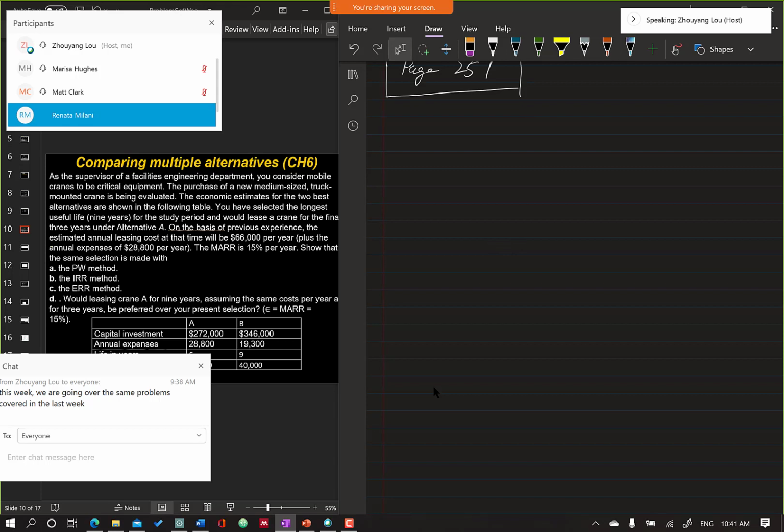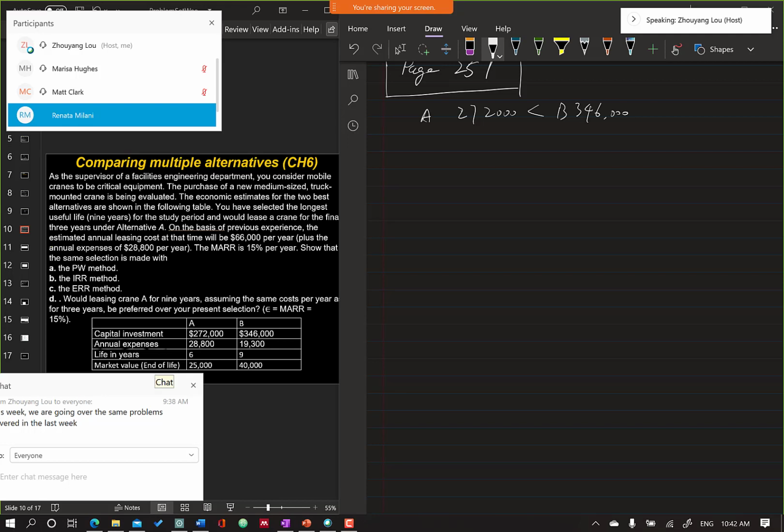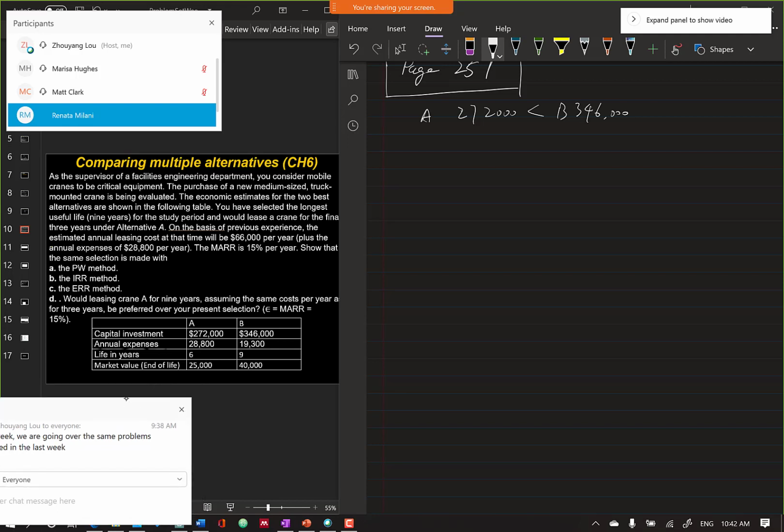So first, as we can see, we have the capital investment for A is 272,000, and that's less than B's, which is 346,000. So we set A as the baseline, or a base. So we're gonna rearrange a bit. That's easier for showing the calculations in all these steps.